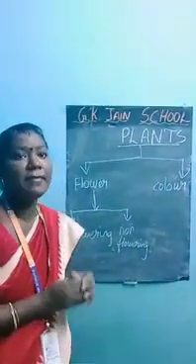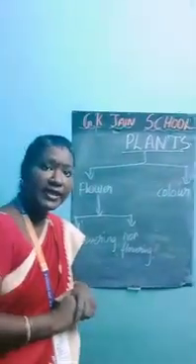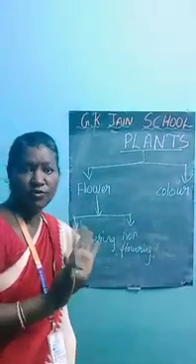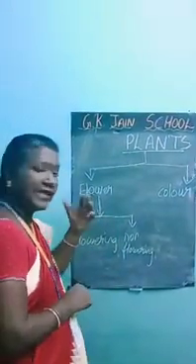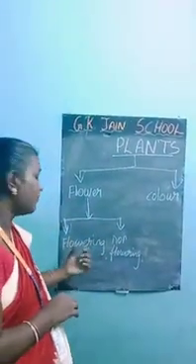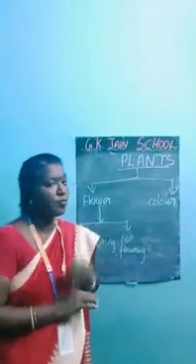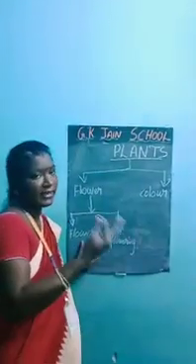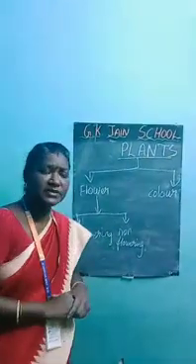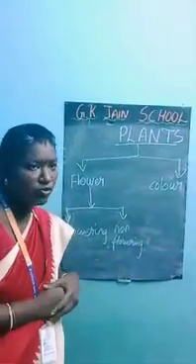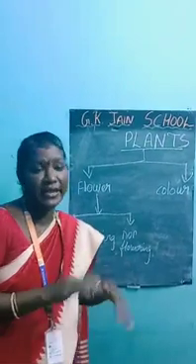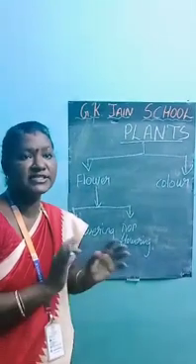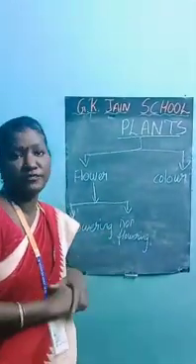Non-flowering plant means what? A plant without flowers, but it can still reproduce. Understand the difference: the flower plays the main part in reproduction, so flowering plants can easily reproduce. But non-flowering plants, how can they reproduce? This plant can also reproduce, but it never produces a flower. That type of plant is called a non-flowering plant.